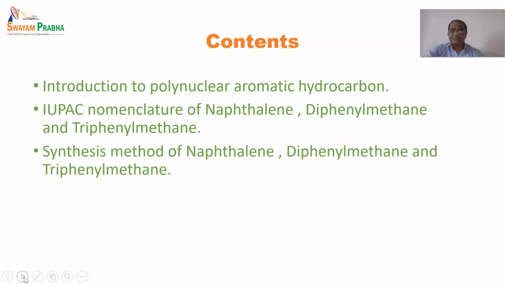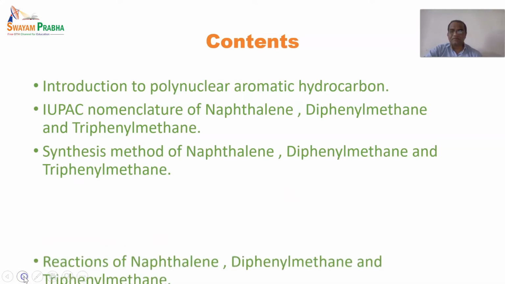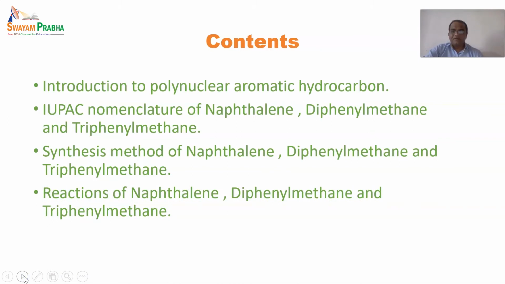After that we will see synthesis methods of naphthalene, diphenylmethane and triphenylmethane, and there are some reactions of naphthalene, diphenylmethane and triphenylmethane. In between that we will also see reactivity of naphthalene. So why is it that only the alpha product is formed rather than beta, or why is it predominant? Also we will see the reactivity and some resonating structures of naphthalene.